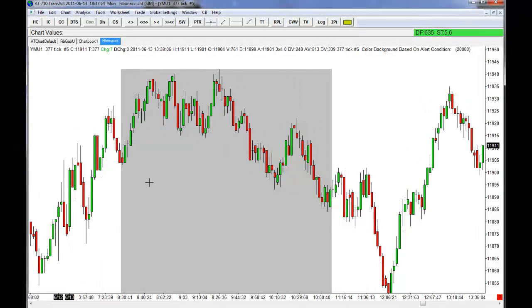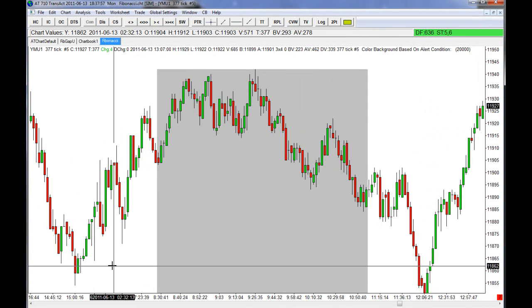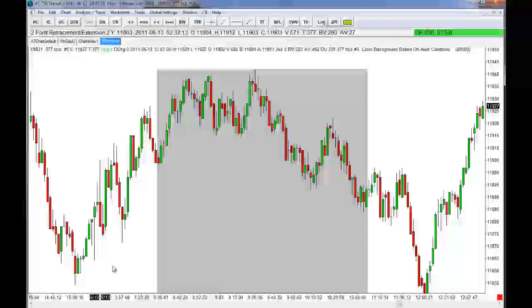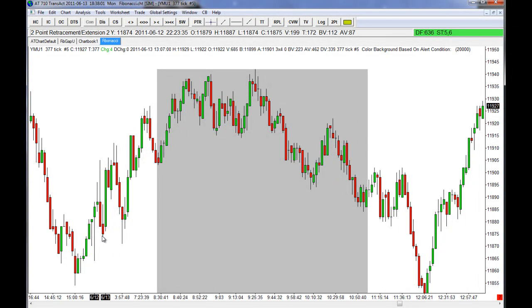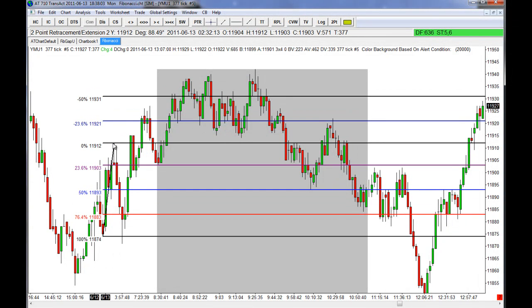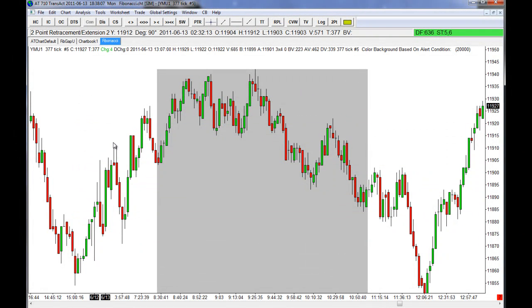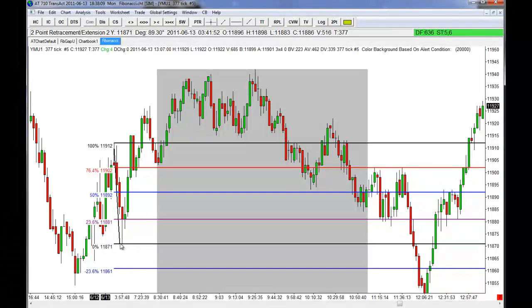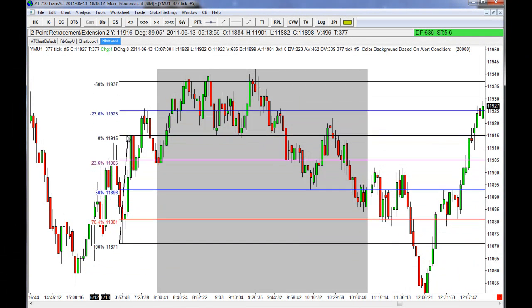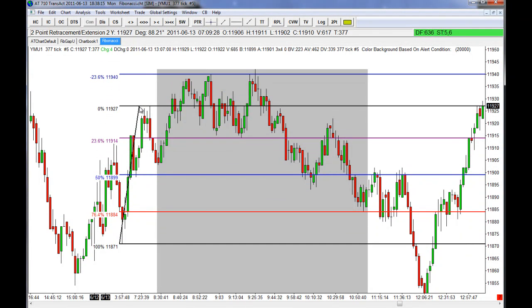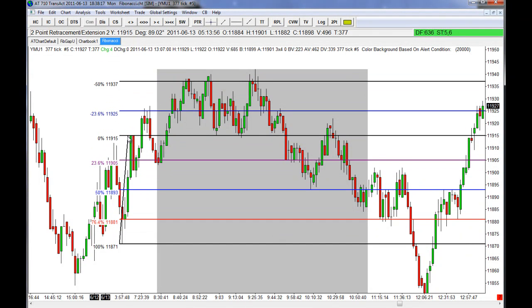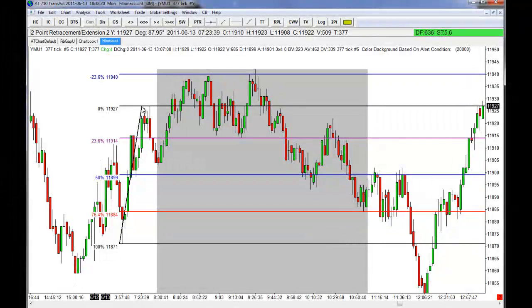Then on the YM, where it's also $5 a tick, start analyzing pre-market hours. Okay, drawing the fibs. 76.4% line breaks. Okay, it doesn't retrace back to 50%, so we move the 0% line.